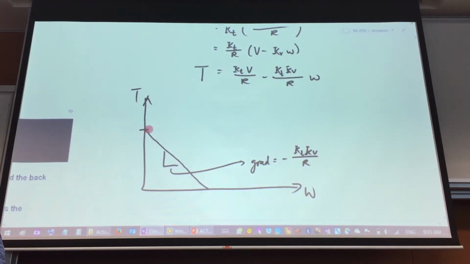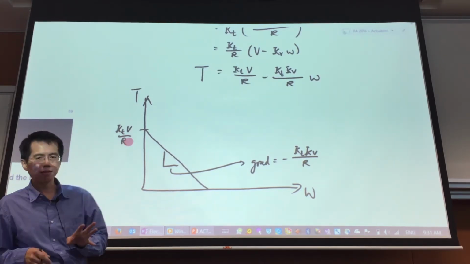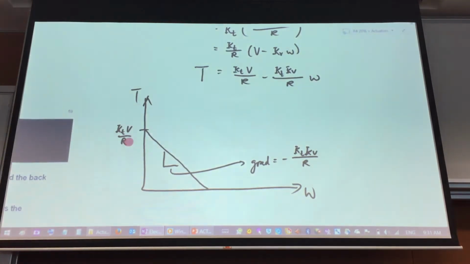And this Y-intercept over here will be your KT V over R. Now I've established a relationship between the torque provided by your motor and its rotational speed, angular speed. Now, if I were to increase the voltage V supplied to my motor, how do you think this line is going to behave?